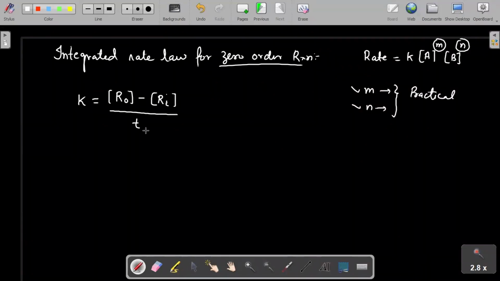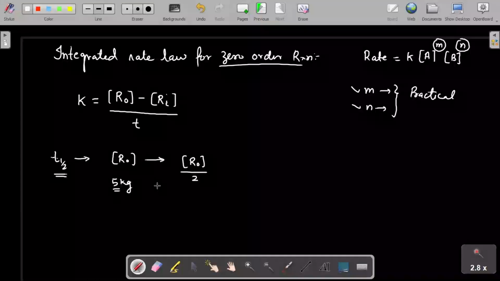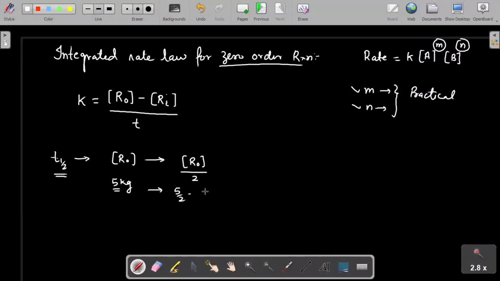We can also find the half time, t half. What is the meaning of t half? T half is the time when your initial concentration of the reactant gets converted into half of its value. Say for example, if I start with 5 kg of my reactant, t half is that time when my 5 kg of the reactant reduces to 5 by 2, that is 2.5 kg. So half of my reactant is consumed. That time is called the t half.